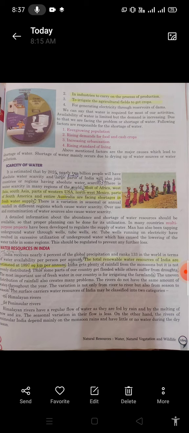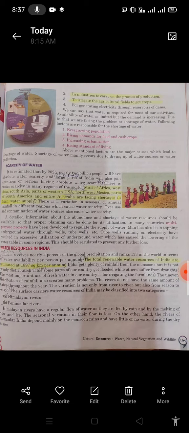Now, how can we conserve our water? We can conserve our water through some methods. First is control of water pollution. Water pollution can be controlled by treating industrial effluents suitably before releasing them into water bodies. Second, vegetation cover. We should increase forest area and plant more and more trees, as the vegetation cover slows surface runoff and replenishes underground water.